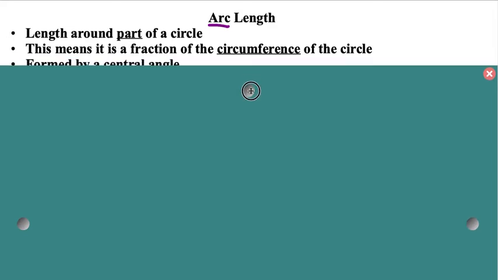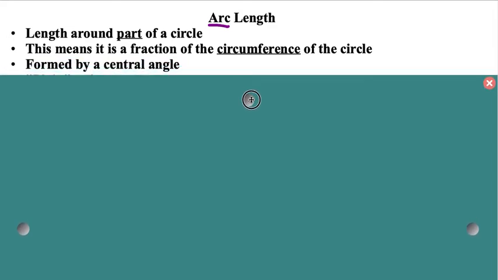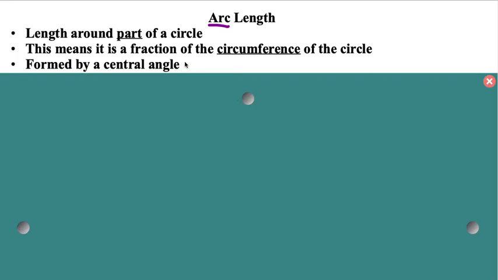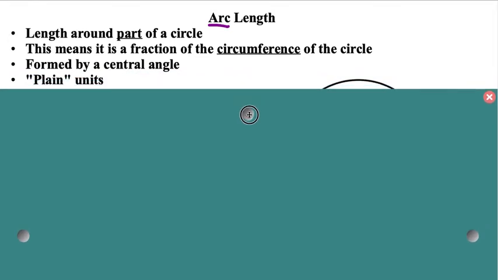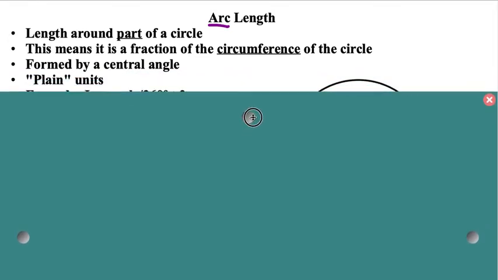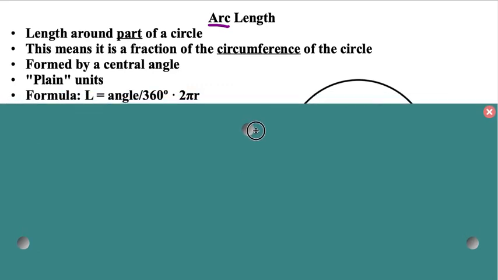How do we measure it? We measure it by how much degree measure the arc has. That is, it's formed by a central angle. And because it's part of the circumference, it would just have regular units, so inches, miles, feet, whatever.